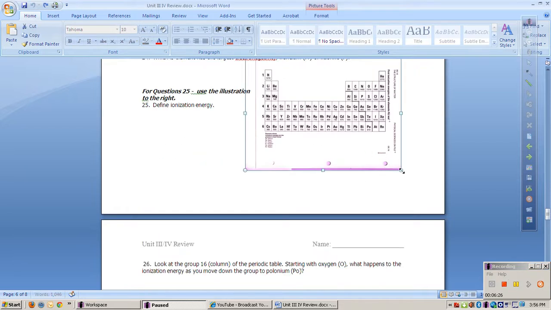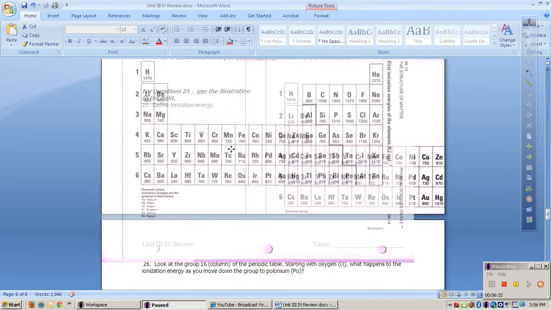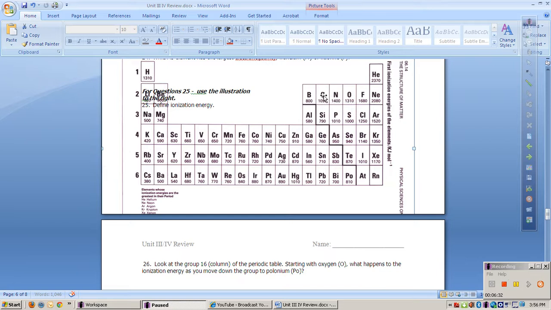So let's look at this. Let's try to blow that up. Okay, so as we go down, say group 2, let's go down this group right here. What happens as you go down in general? It decreases. So as you go down, it decreases.